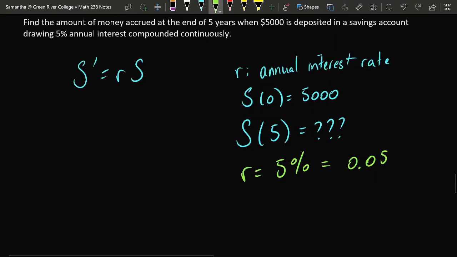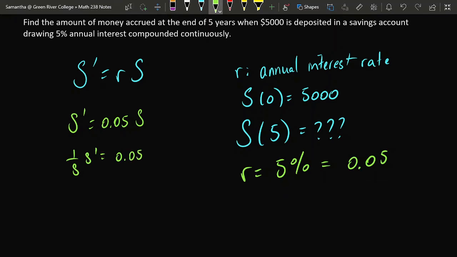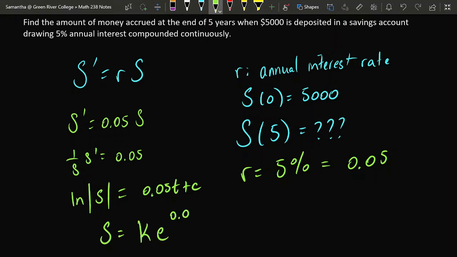So in this case, we can actually fill in the value of R before we even try and solve this equation. S prime is equal to 0.05 times S, and therefore S prime over S is equal to 0.05. So the natural log of the absolute value of S is equal to 0.05 times t plus C, and therefore S itself is equal to K e to the 0.05 times t.